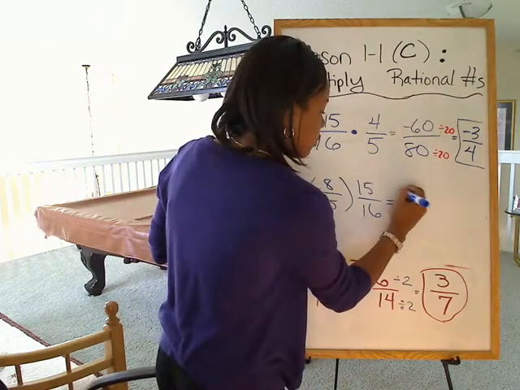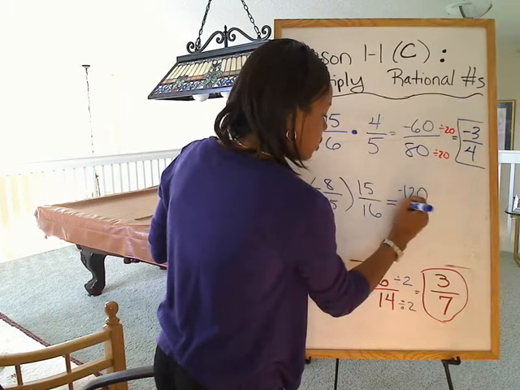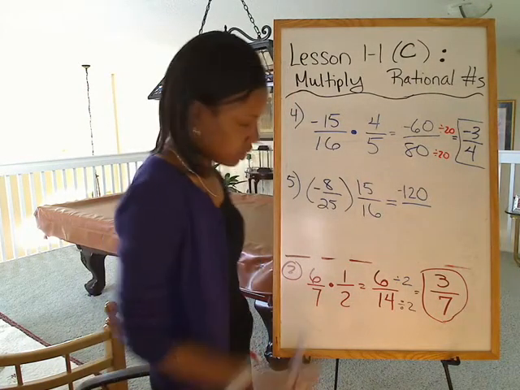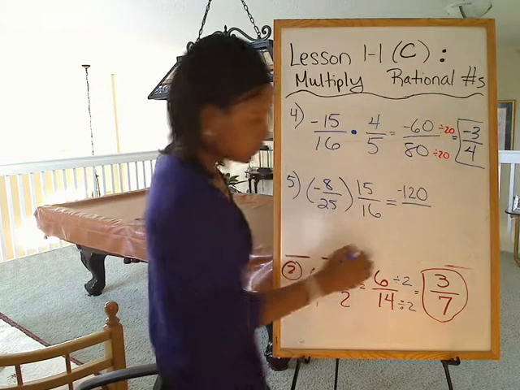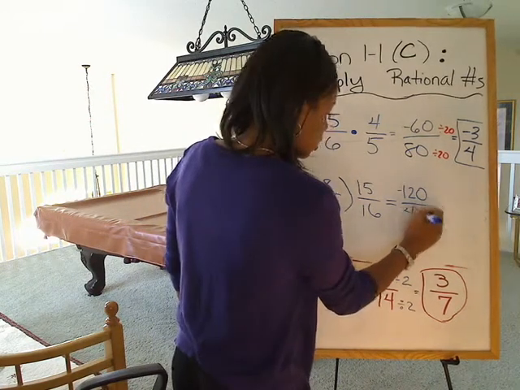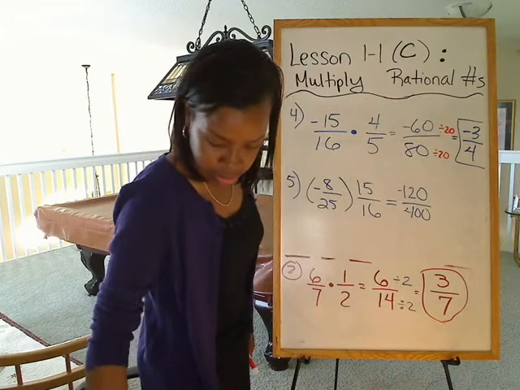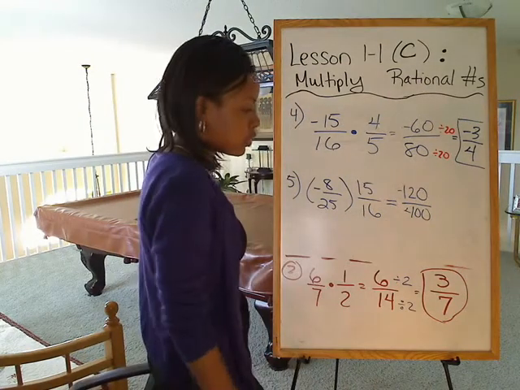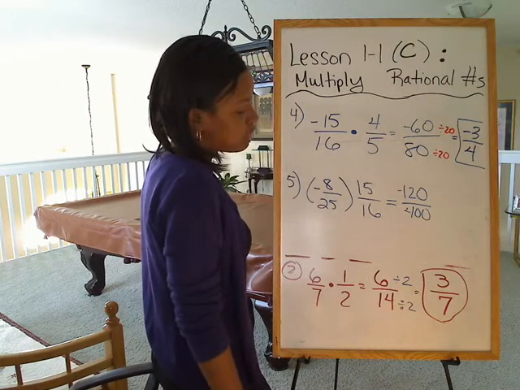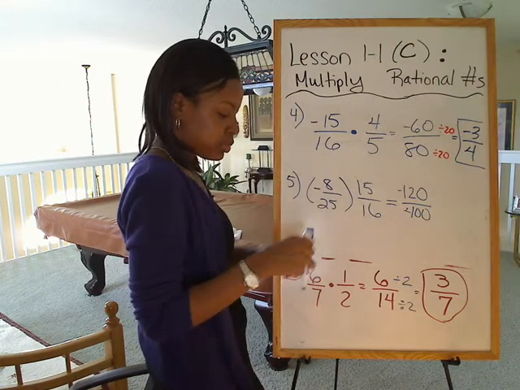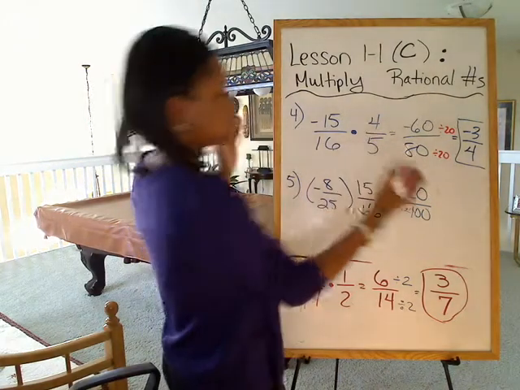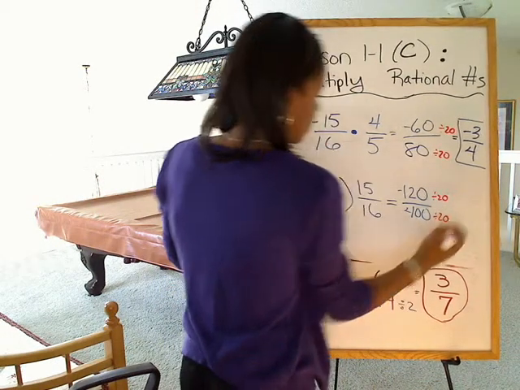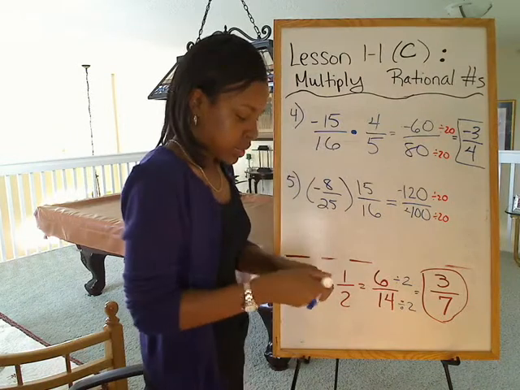So -8 times 15 is -120. 25 times 16 is 400. Just want to double check that top one to make sure I did it right. Okay. -120 over 400. I know that I can divide by at least 20. It's probably a bigger number out there, but I'm not sure what it is. So I'm going to do 20 and see what we get.